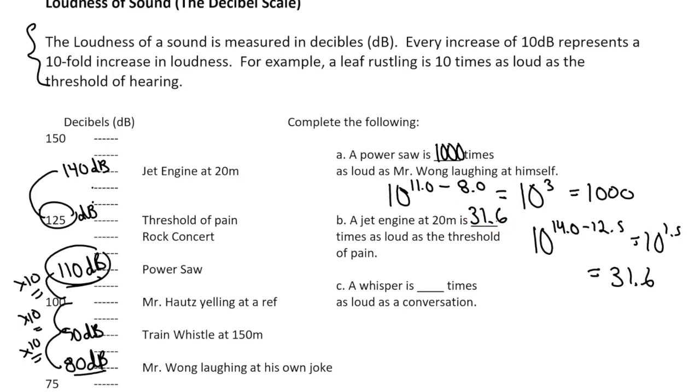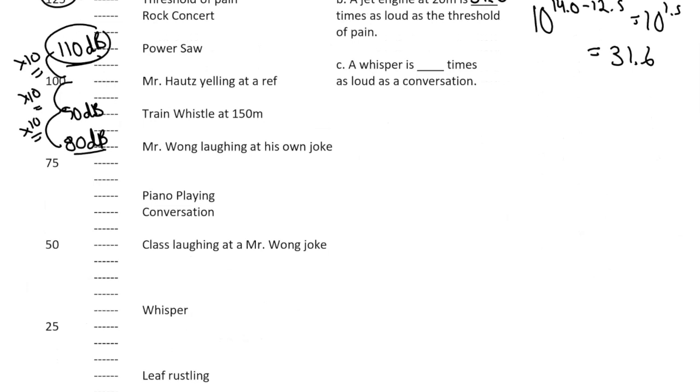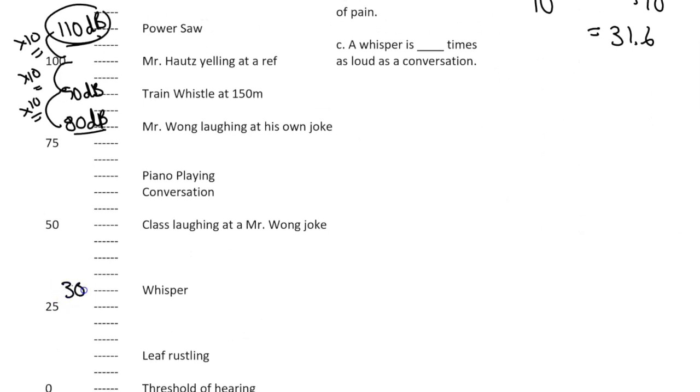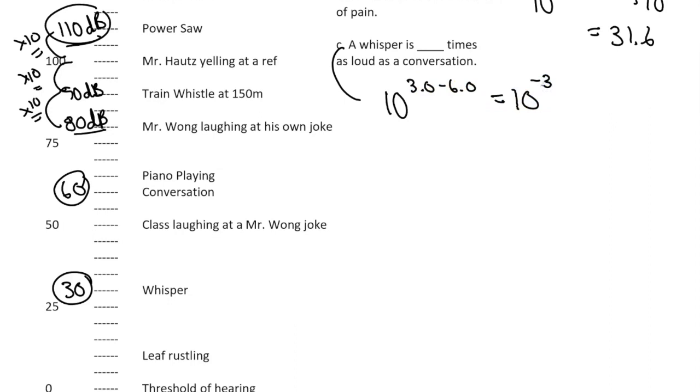Let's look at a whisper and a conversation. A whisper is 30 decibels, and a conversation is up here at 60 decibels. They're saying a whisper is blank times as loud as a conversation. Well, the whisper is going to be quieter than the conversation. So you could say 10 to the 3.0 subtract 6.0, which equals 10 to the negative 3, or 1 over 1,000. It would be a thousandth as loud. Again, very similar to our previous examples for the earthquake applications.